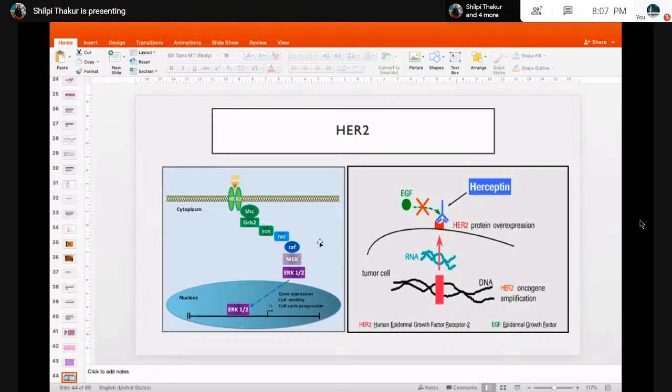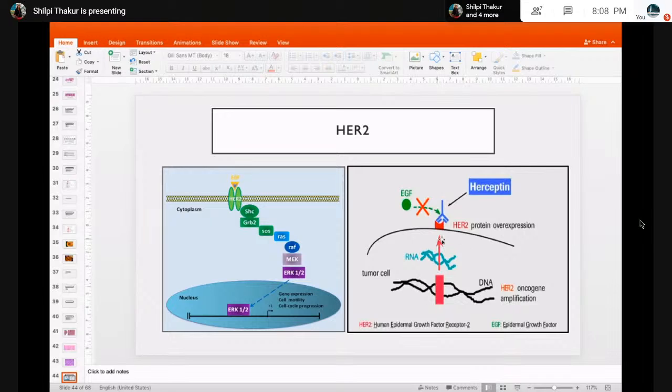So we know that HER2 is a cell signaling molecule, the human epidermal growth factor receptor. When it combines with the epidermal growth factor, it leads to a downward signaling pathway, which involves the RAS-RAF kinase pathway, and this leads to gene expression and cell motility. This is a normal cell in which this happens. Now, in a tumor cell, there will be HER2 oncogene amplification, so more and more HER2 receptors will be present, which will combine with more EGF, and this will upregulate gene expression and cell motility and cell cycle suppression. So this is very favorable for tumor progression.